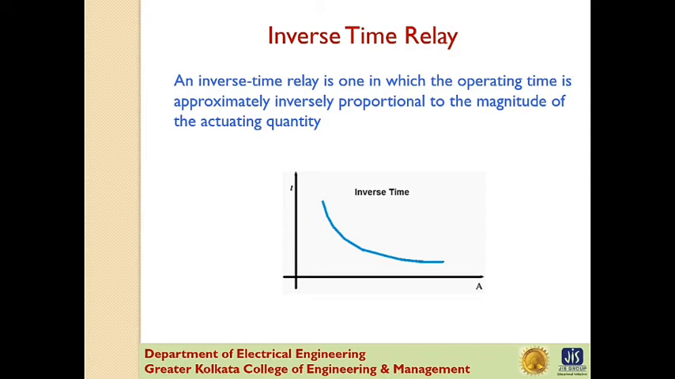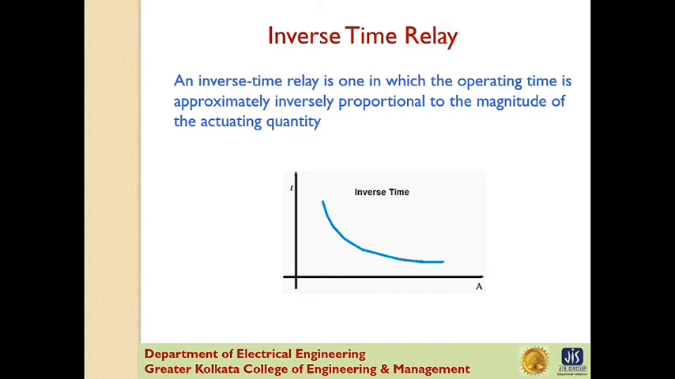The time lag between the incidence of excess current and tripping of the breaker is governed by the characteristics of the fuse. Careful selection of the fuse can give the desired inverse time characteristics, although the necessity for replacement after operation is a disadvantage.